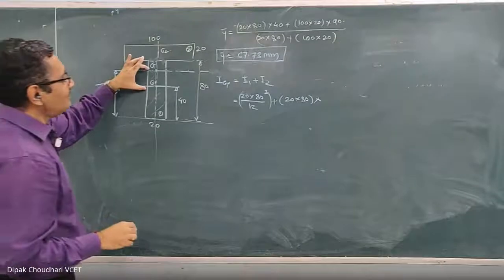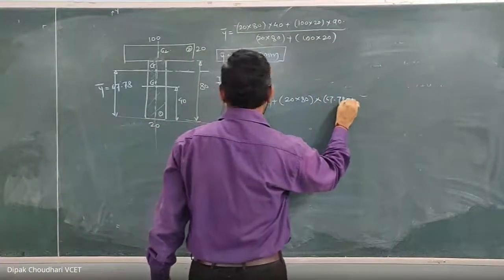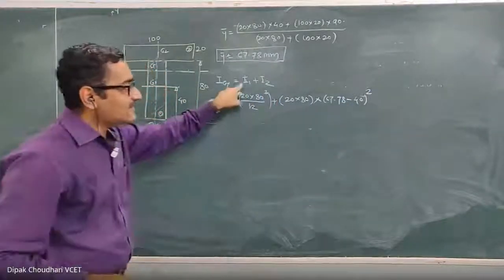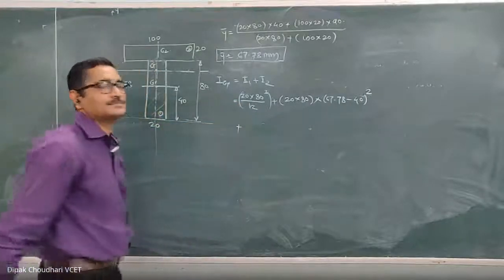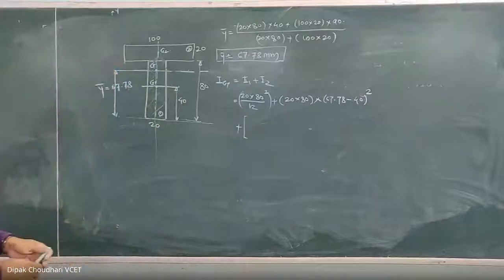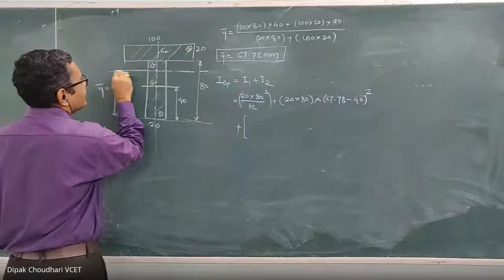So what will be this distance? It is 67.78 minus 40, whole square. This is I1 only. Take it in the square bracket, plus I2, that is the moment of inertia of this second rectangle about this axis.